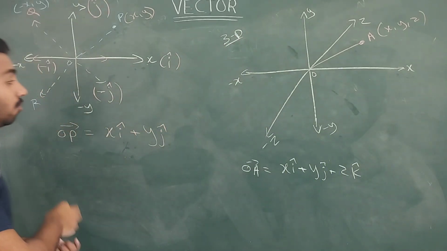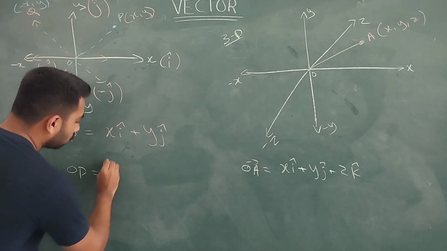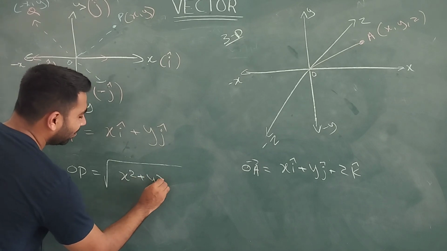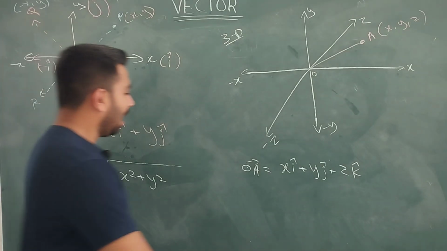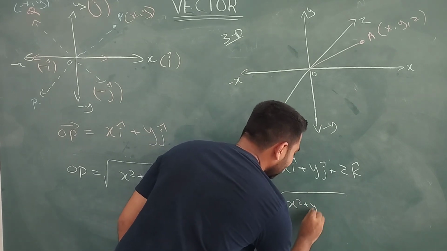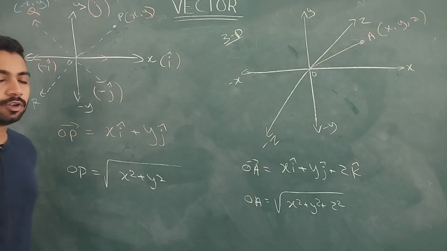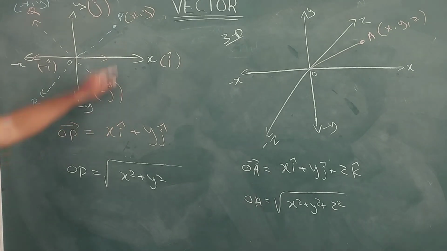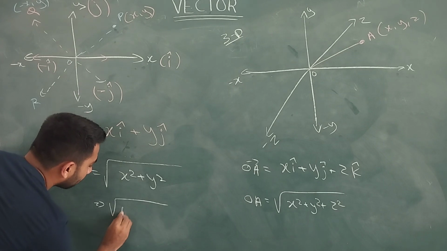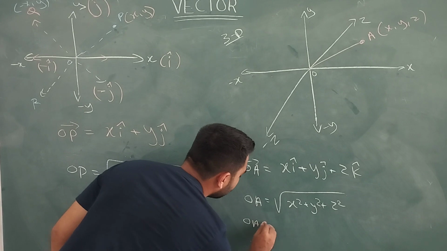Magnitude. Very simple. For this kind, the magnitude of OP is equal to the square root of... And here also, OA is equal to the square root of... Sir, this is easy. Yes, easy if you know. x square plus y square plus z square. But in some books they take ax, ay, az. In some books they take ax square, ay square, and here also both are the same only.